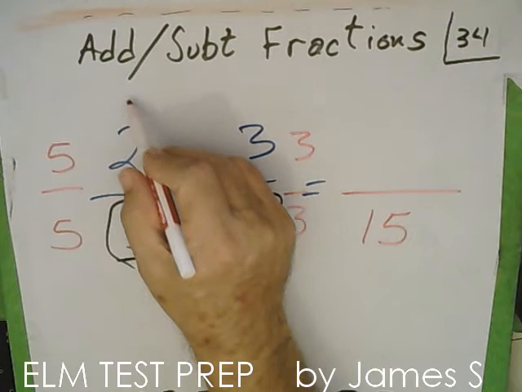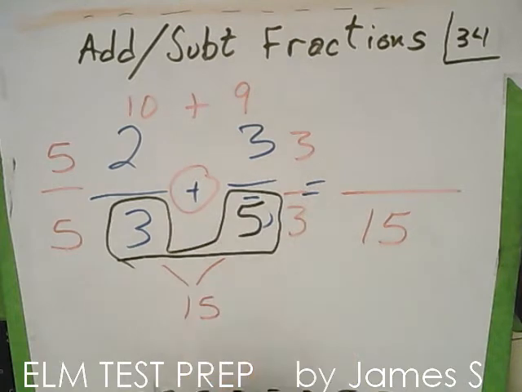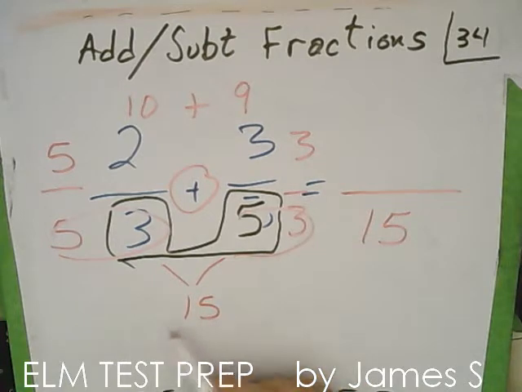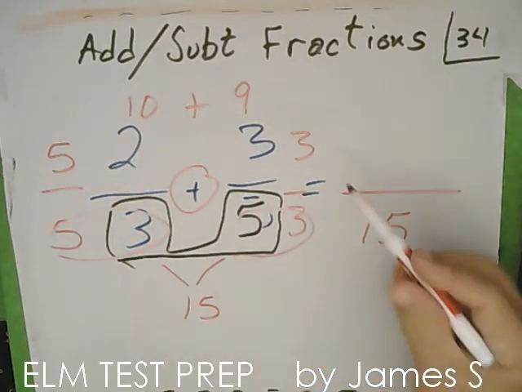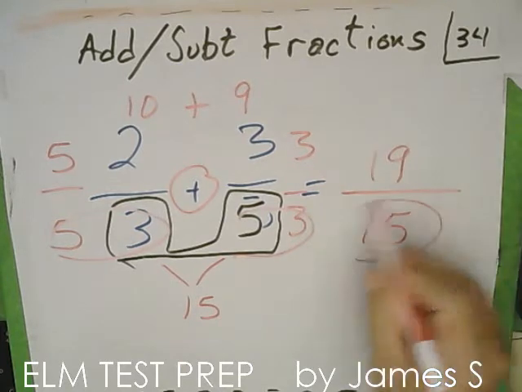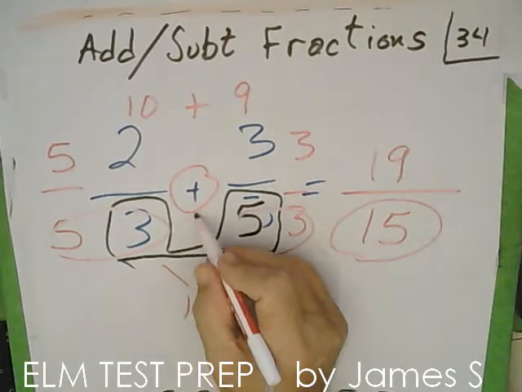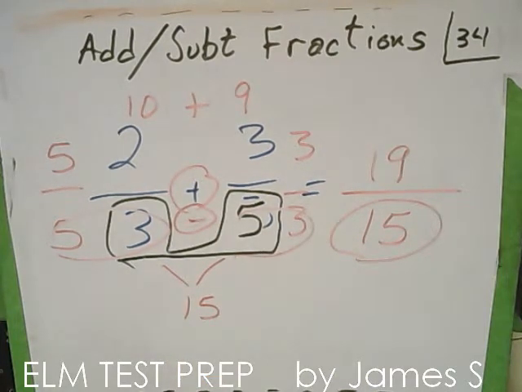So 5 times 2 is going to be 10, and 3 times 3 will be 9, and I'm still adding. Now these are both 15, 5 times 3 and 3 times 5, so the bottoms are both the same. Now I'm back to apples and apples. I have 10 of these plus 9 of these for a total of 19 of these, or 19/15ths. It doesn't matter whether I was adding or subtracting; the same rule applies. I have to have the same thing. I can't add apples and oranges.